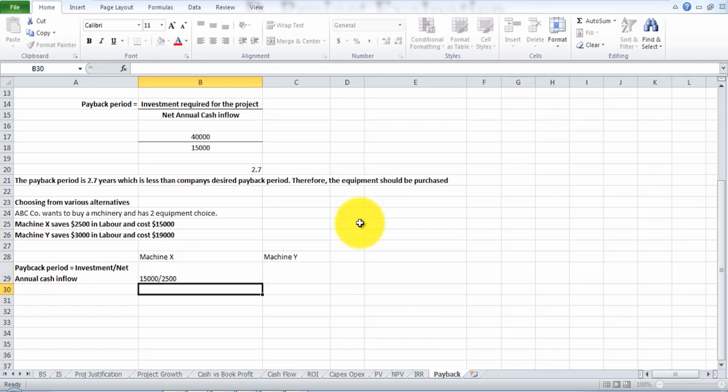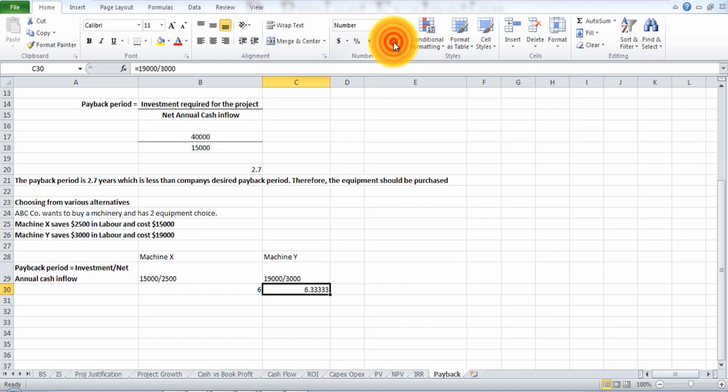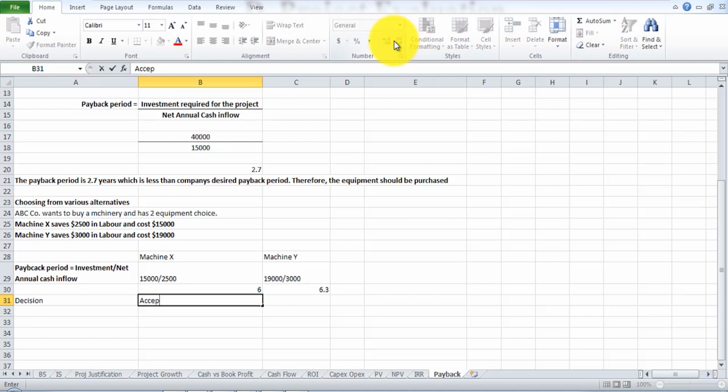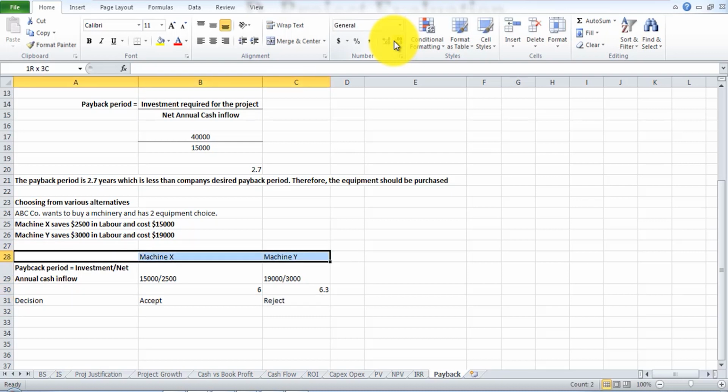Here it's going to be $15,000 divided by 2,500, which is equal to 6 years. And similarly here it's going to be 19,000 divided by 3,000, which is a little over 6 years. So obviously machine Y will be rejected and machine X will be procured. Decision: accept, reject. As simple as it can get, right?